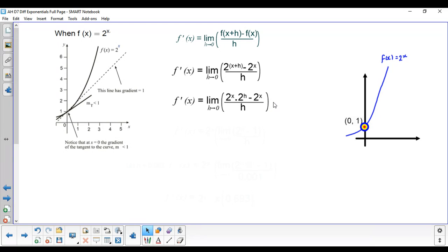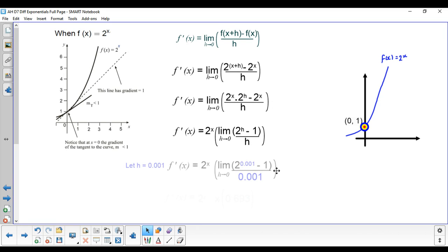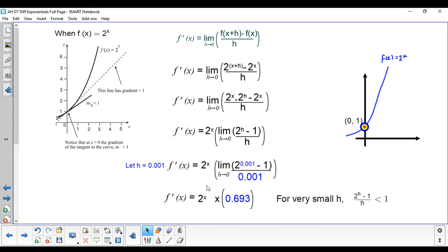We could pull out a common factor of 2 to the x, and in fact you could also bring it to the front like you did with sine and cos derivatives when you were using first principles, because as h tends towards 0, the 2 to the x can just come to the front. If we put in 0.001, you can explore using your calculator what happens there, and what you'll find is 2 to the h minus 1 over h, I get 0.693. Whatever you put in, 0.00001 if you want, then you'll find that it's 2 to the x, but times a very small value that's less than 1, okay?